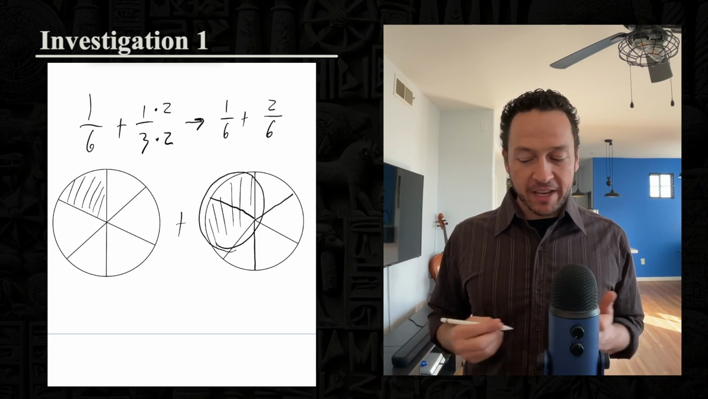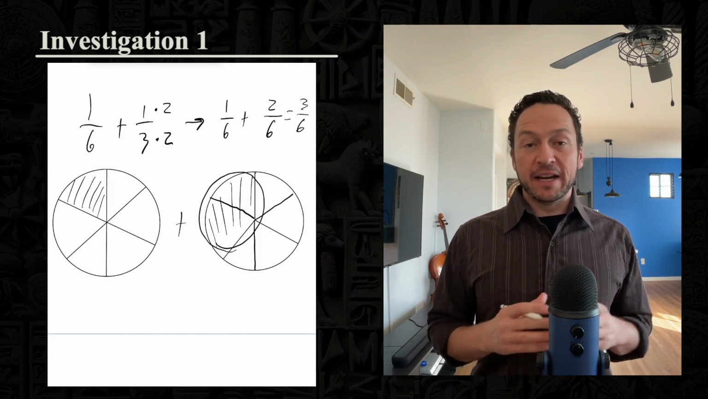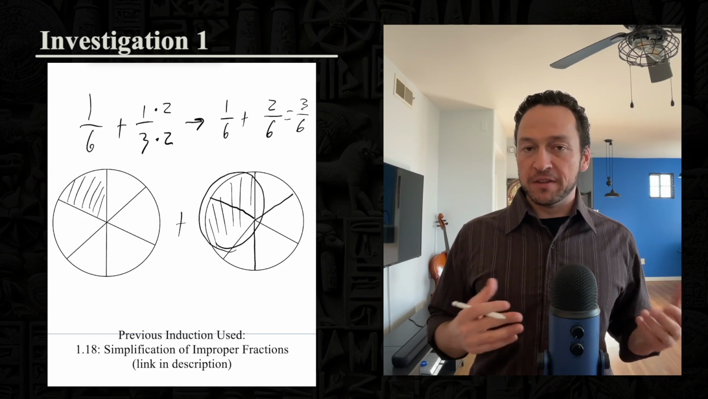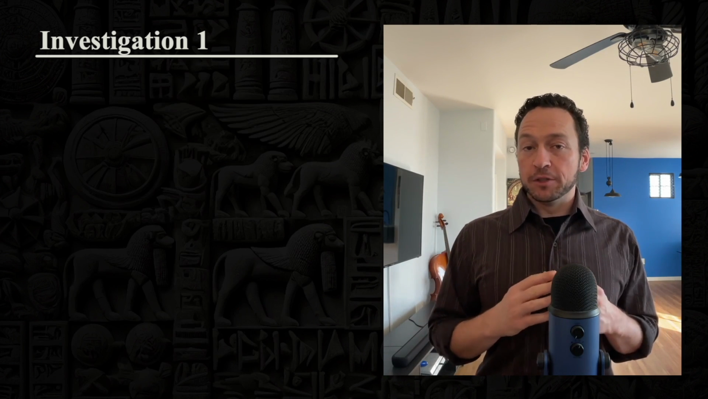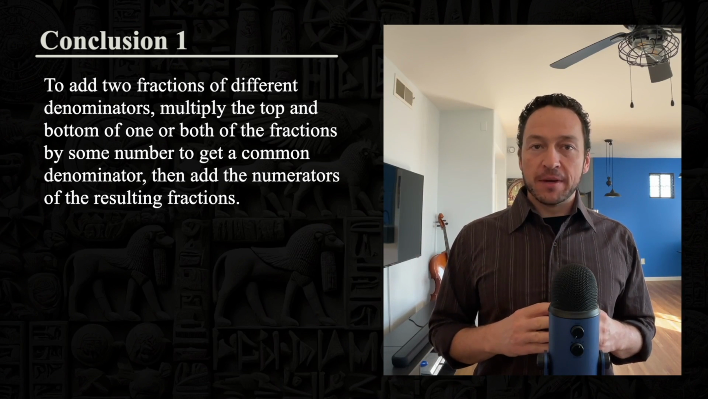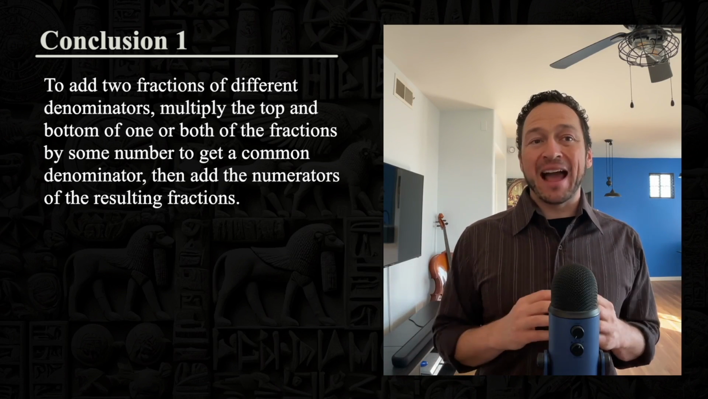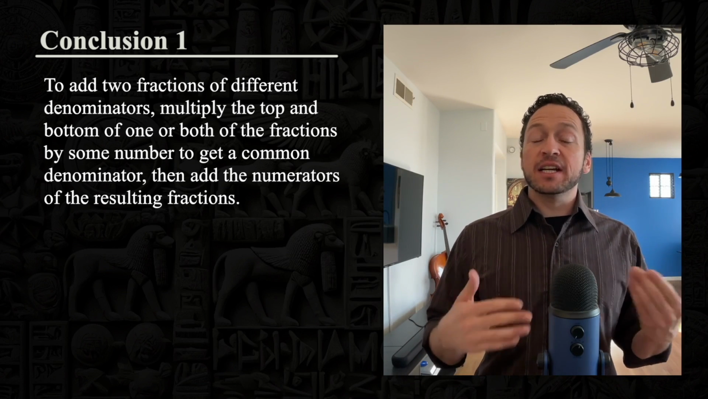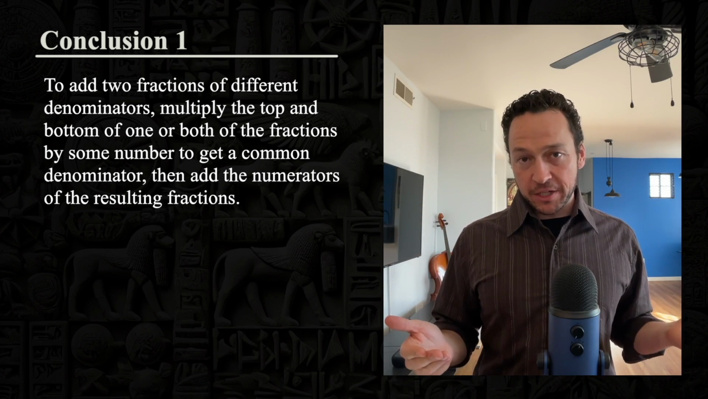It's just regular addition. Then he gets 3/6 for his final answer, which, through a previous induction, is simplifiable to 1/2. As a result, Bar is able to reach the following conclusion. To add 2 fractions of different denominators, multiply the top and bottom of one or both of the fractions by some number to get a common denominator. Then add the numerators of the resulting fractions.